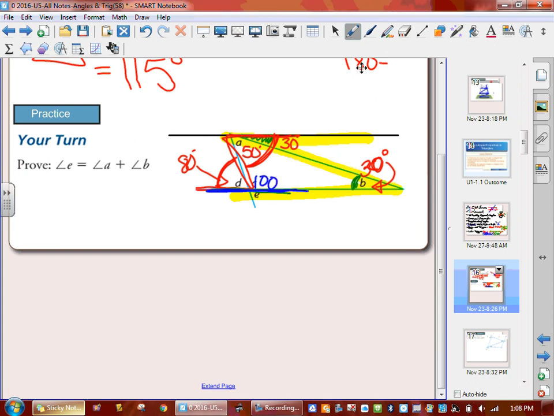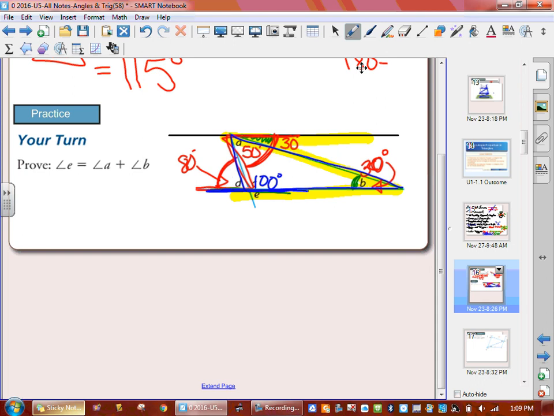Now we can also check our triangle. This blue triangle right here should also add to 180 degrees because it's a triangle. So if I've got 100, 50, and 30, they have to equal 180. Do they give me 180? Yes, they do. Now let's take a look at letter E.